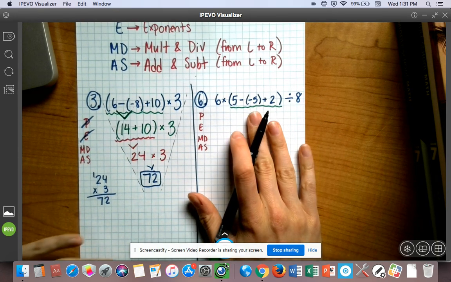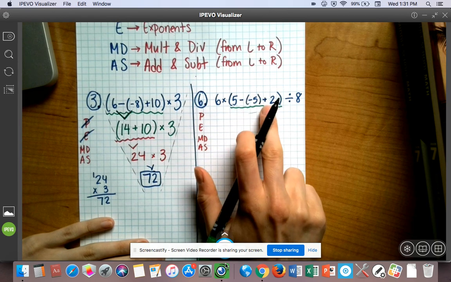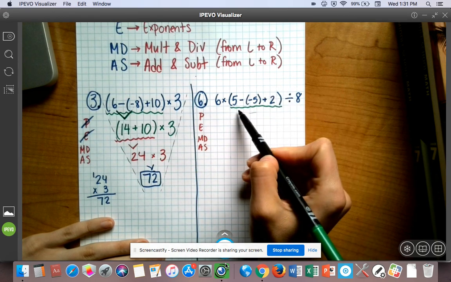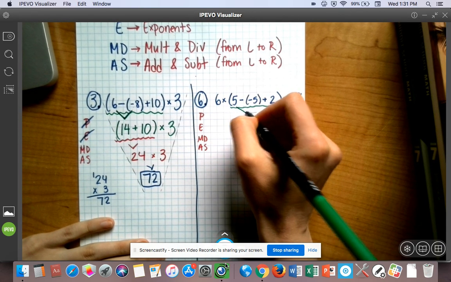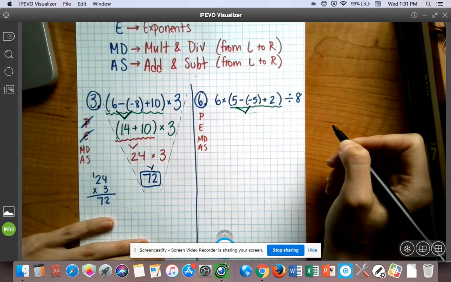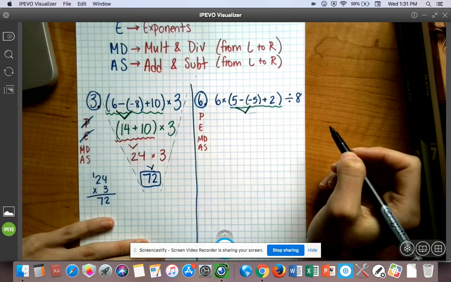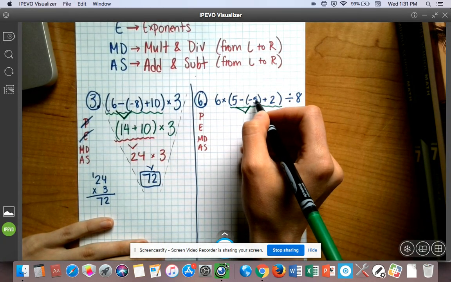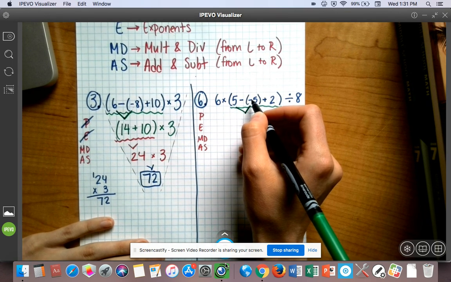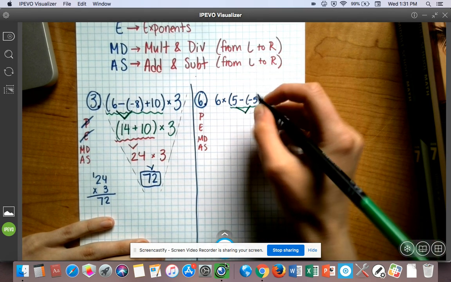So you're starting here. I have subtraction and I have addition. Moving from left to right, just like we did over here, this is the first problem you're going to solve. You have 5 minus -5. And again, just like we did over here, 5 minus -5 is the same as 5 plus 5. So 5 minus -5 is 10.